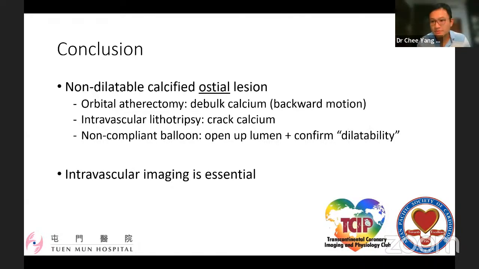Okay. Dr. Lucio, you have your hand up. You want to ask a question? Yes, Jonathan, congratulations for your case. In this ostial calcified lesion, first of all, do you always use orbital, or do you prefer, because of this result, doing a non-compliant balloon first, and then if IVUS shows a 360 concentric calcified plug, do IVL from the beginning? And the second question is, after IVL, do you use a non-compliant balloon, or do you just put a stent after IVL?